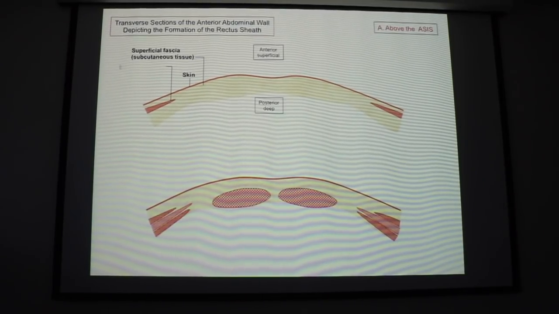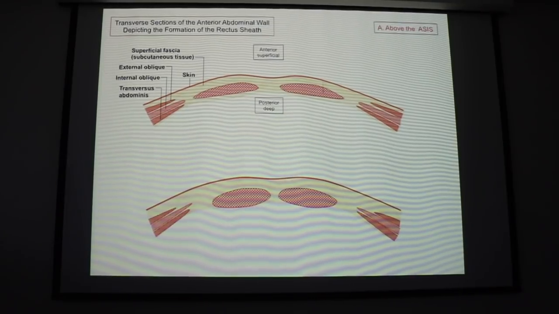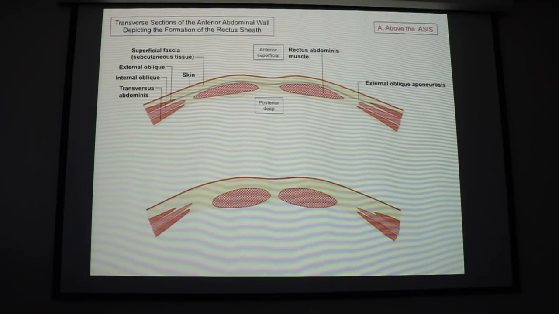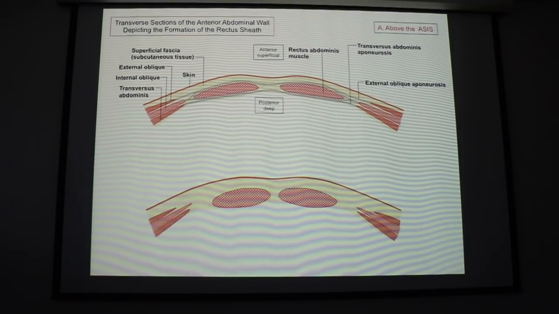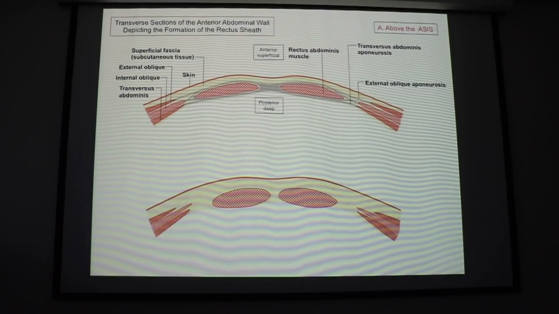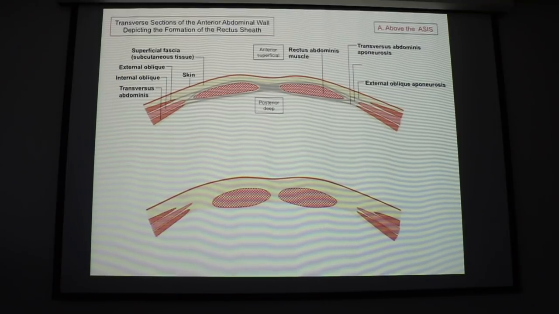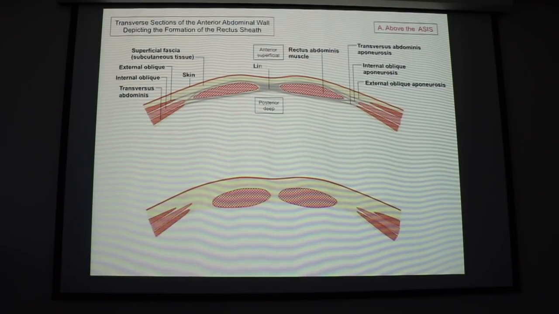So you have external, internal, and transversus abdominis. We all agree with that. Then we have rectus, because this is a cut section. So there is a rectus abdominis. Now, external oblique, its aponeurosis goes in front of the rectus abdominis, transversus abdominis, it goes behind it. And internal oblique, it splits around it. You agree with me? So this arrangement is visible above the anterior superior iliac spine. So when we ask what is the difference between above and below, it means there is some difference. What is the difference? We are going to review it now. So this is about above.